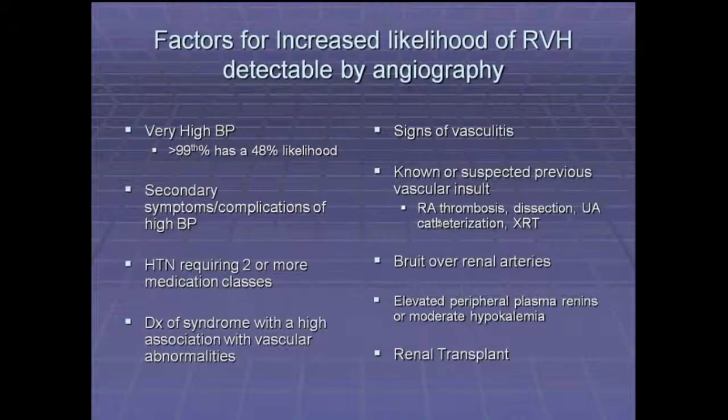So what are some factors for increased likelihood of finding a renal artery stenosis that's detectable by angiography? Well, a child with stage 3 hypertension, which is greater than the 99th percentile, already has a 50% likelihood that they have renal artery stenosis without us doing anything else. If they're in the 99th percentile for their age and weight, then they already have a greater than 50% chance.